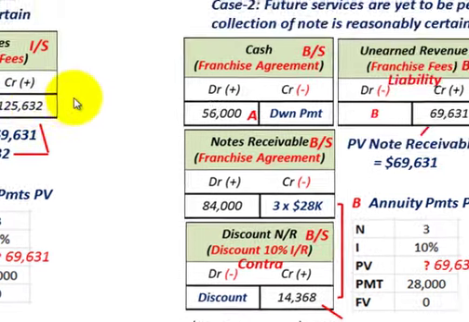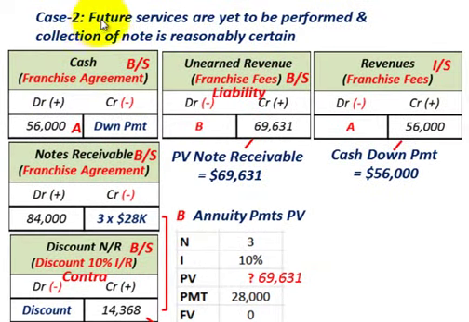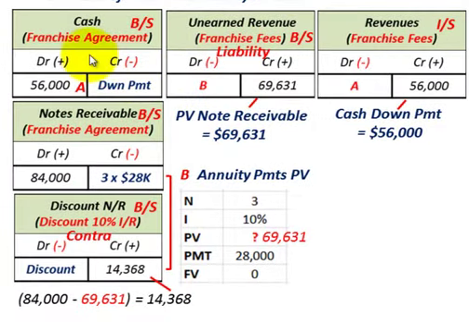Okay, so now let's look at our second case, case 2. Now this is where the future services are yet to be performed. The franchisor hasn't completed all the services. But again, the collection of the note is reasonably certain. So this is what we have to deal with. We do the same thing. We know what our cash down payment would be. Debit your cash for $56,000.